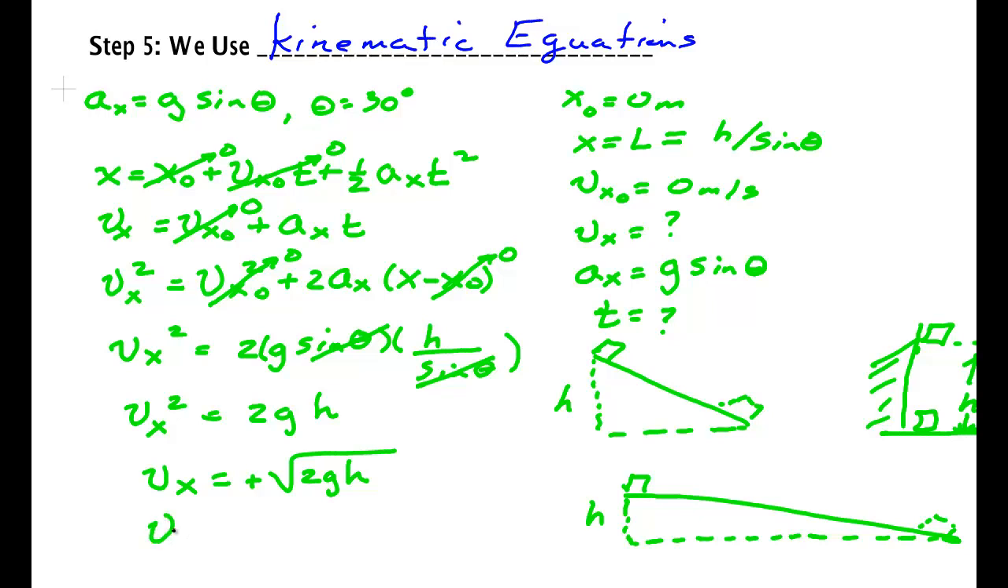All right, plugging in the numbers here, we have the square root of 2 times 9.8 meters per second squared times 5 meters.